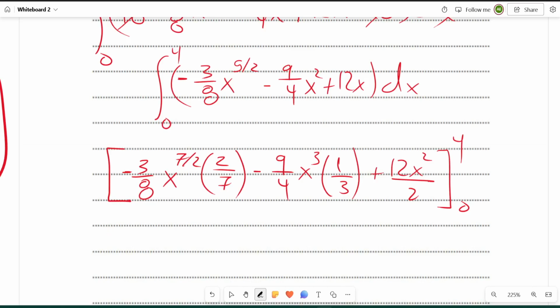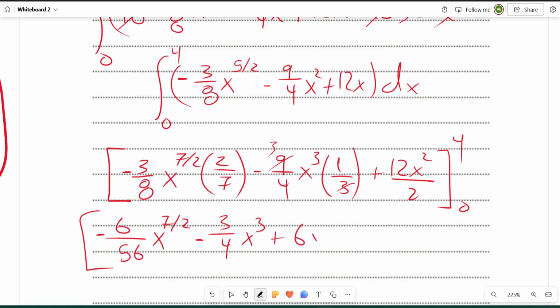So now let's simplify. This is going to be negative 6. So 3 times 2 is 6, and 8 times 7 is 56, so it's negative 6 over 56, x power 7 over 2, minus 9 divided by 3, so that's going to be 3 over 4x cubed. 12 over 2 is 6x squared, from 0 to 4.